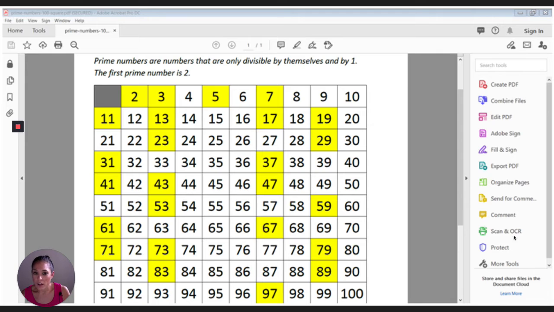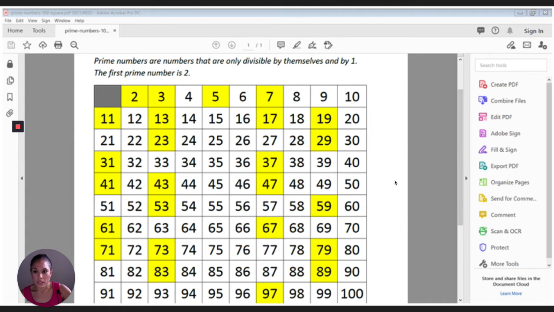Here I have a list of 100 chart where all of the prime numbers are highlighted. This is something you definitely need to become familiar with. If you would like me to print this for you and you can keep it in your binder as a reference, I am happy to do that. As you practice prime factorization, the numbers mostly 2 through 29 are going to become quite familiar to you.